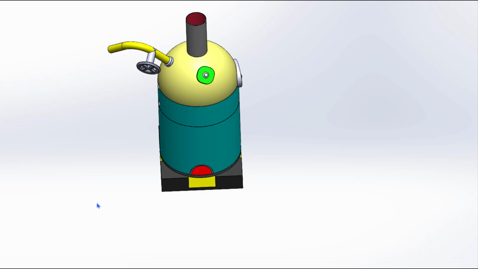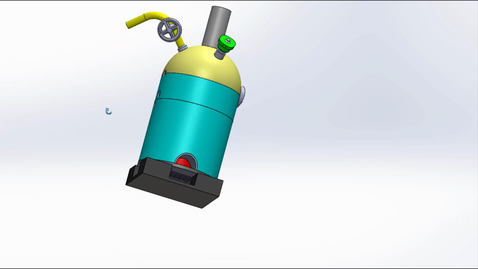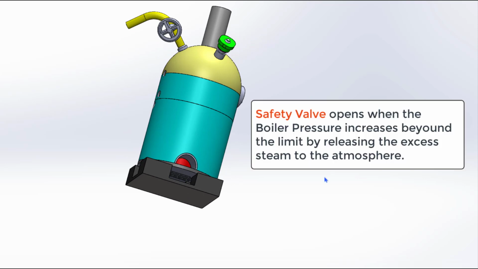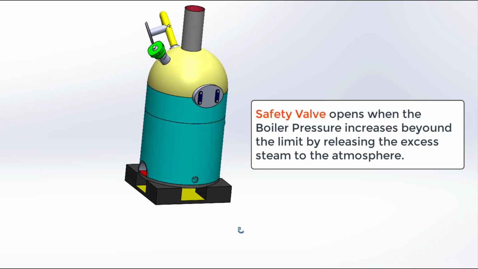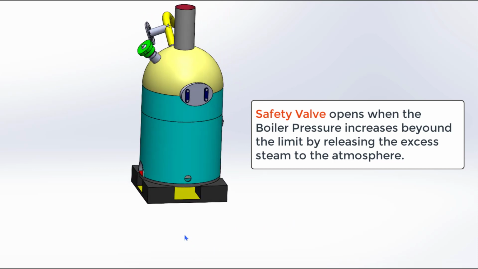Safety is very important. In a pressure cooker also there is a safety valve. Similarly in a boiler, when the pressure inside the boiler increases above the normal working pressure, this safety valve automatically opens and releases the steam to the atmosphere. After releasing the steam, when the pressure comes down to the normal condition, the safety valve automatically closes. So that is the function of the safety valve. It does not allow the boiler pressure to increase above the working pressure.